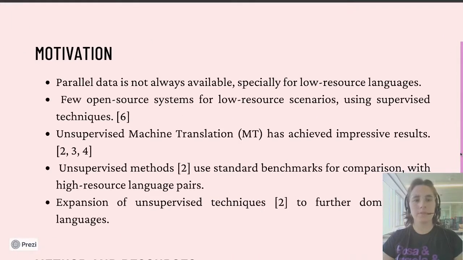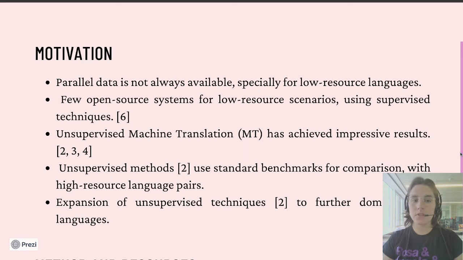Now, what have we done? Well, we have worked on unsupervised techniques for machine translation, because parallel data is not always available, especially for low-resource languages. There exist few open-source systems for low-resource scenarios, such as Opus MT, which use supervised techniques. Supervised techniques rely on having a lot of parallel data available, and we have just seen that this is not always the case, so they work with limited data.